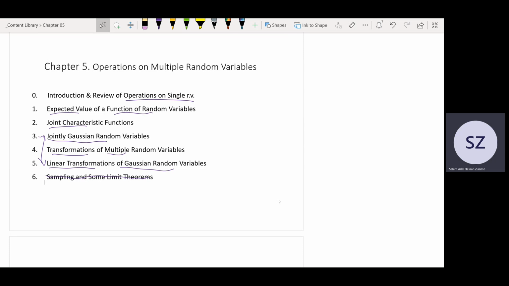And in chapter 8, we look at the LTI system for random processes. What do we do?